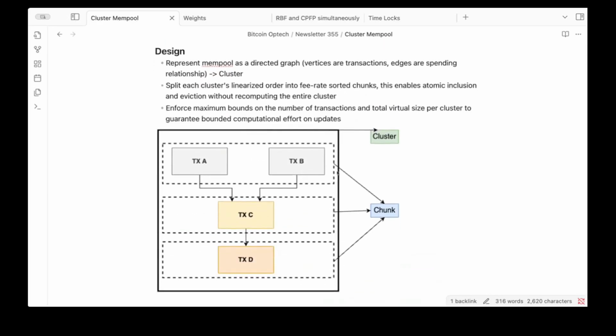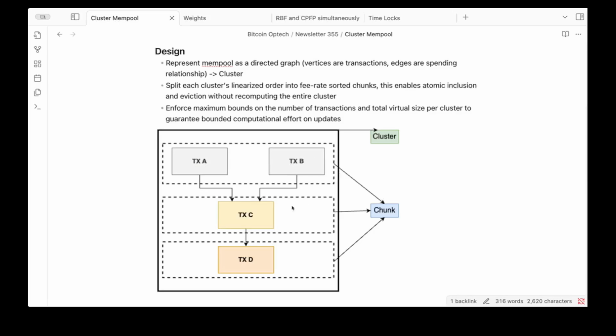So now we'll have a look at the design of the cluster mempool. Cluster mempools are a data structure or a design in Bitcoin Core, where the transactions are represented in a directed graph. So basically, the vertices in a graph are the transactions, and the edges are the spending relationships. The edges define which transactions are ancestors and descendants.